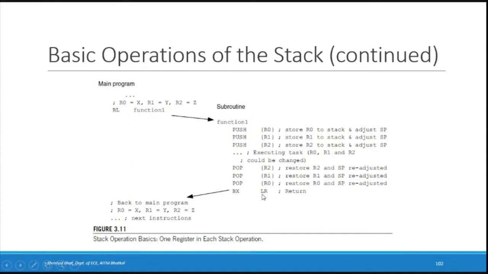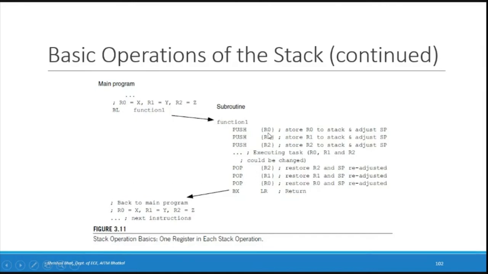LR stands for link register. You go back to the address that is pointed to by the link register, so that you continue from the same point where you had branched, right? So at the end, you are going to get the same contents of R0, R1, R2 back into them. This is how you use push and pop while executing a function. First push, do the function, and then pop in the reverse order, right?